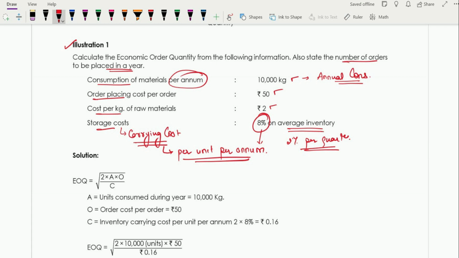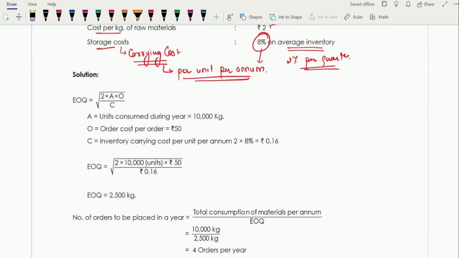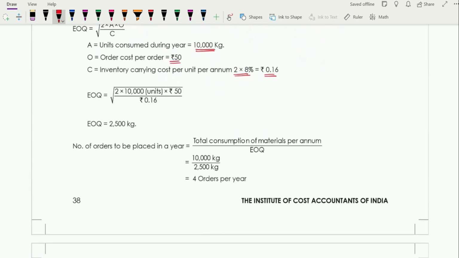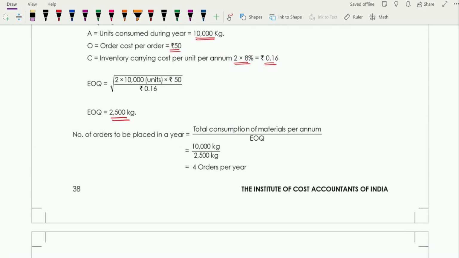Clear? Any doubts in this thing? Right. So simple, sir. You have to calculate simply the EOQ, that is square root of 2 into A into O divided by C. Right? No doubts in it. A is 10,000 kg, O is 50, and C is 8% of rupees 2, that is 0.16. So you will get the EOQ of 2500 kg. That means you should be placing an order of 2500 kg at one time. Right? In one order, your quantity should be 2500 kg.